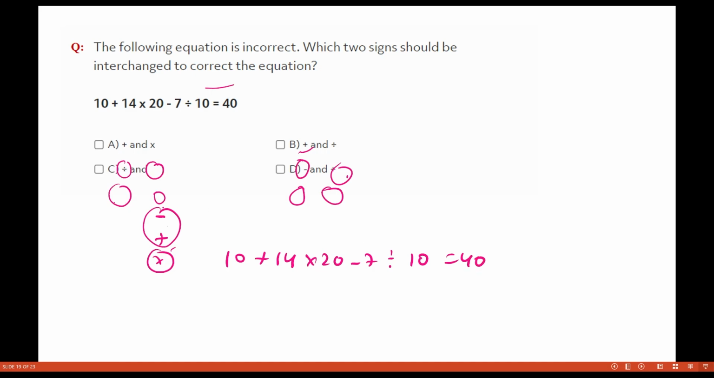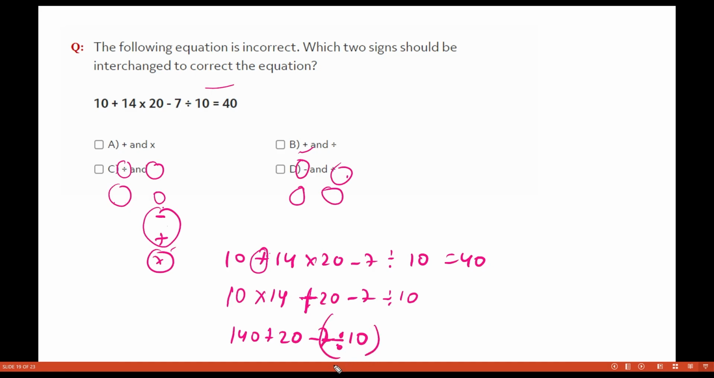One thing is, obviously you can do by checking your options only. So what will you get here? See, here 10, if we interchange addition, so we will multiply this and we'll divide this by 20. Okay, so plus and multiplication. So we'll add this by 20, then subtract this by 7, and then divide this by 10. So this will become 140 plus 20 minus 7 divided by 10.